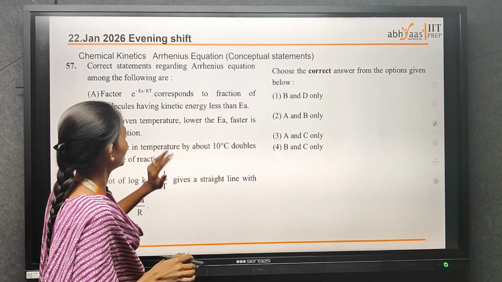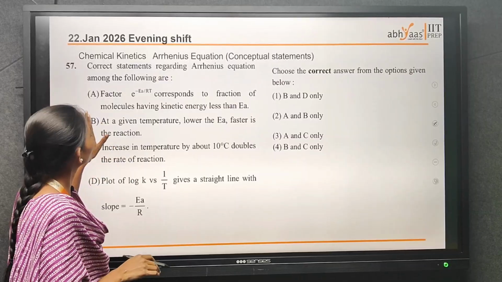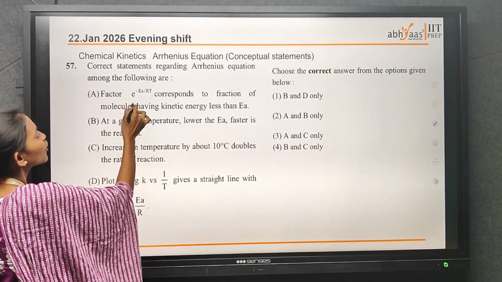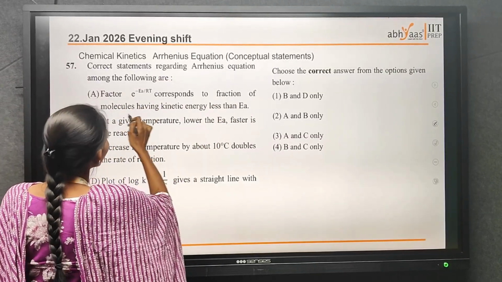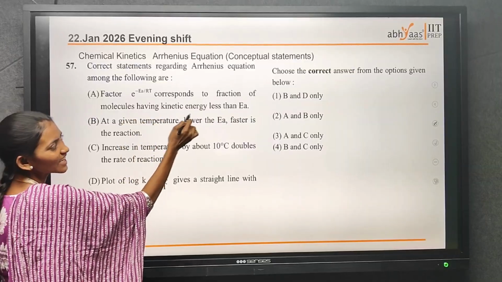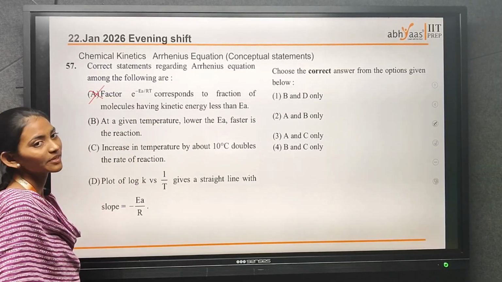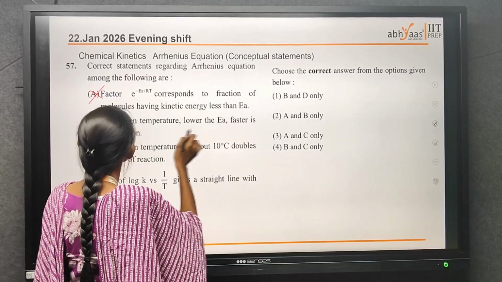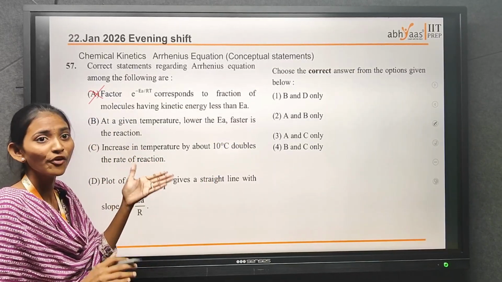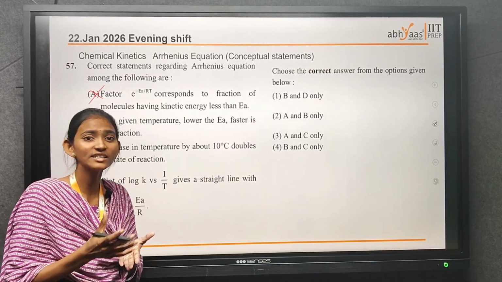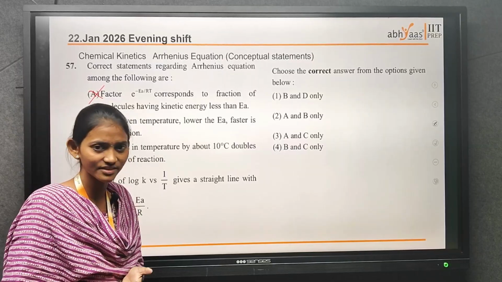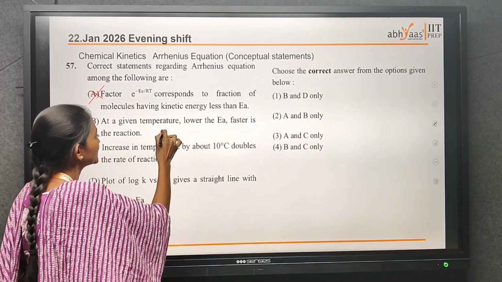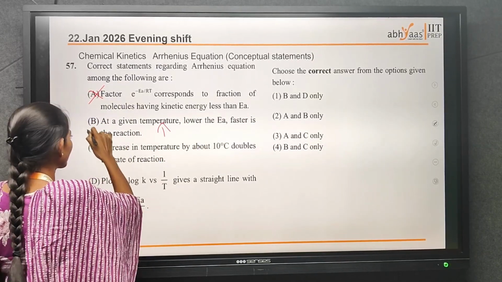And from chemical kinetics, they have given the statements. So whether it is correct or not. The factor of activation energy corresponds to the fraction of molecules having kinetic energy less than activation energy. Not at all. At a given temperature, the lower the activation energy, the faster the reaction. See here, when you add a catalyst to the reaction, what will happen, Nana? Activation energy decreases, right? So the rate of reaction, what will happen? Increases. So this statement is correct.